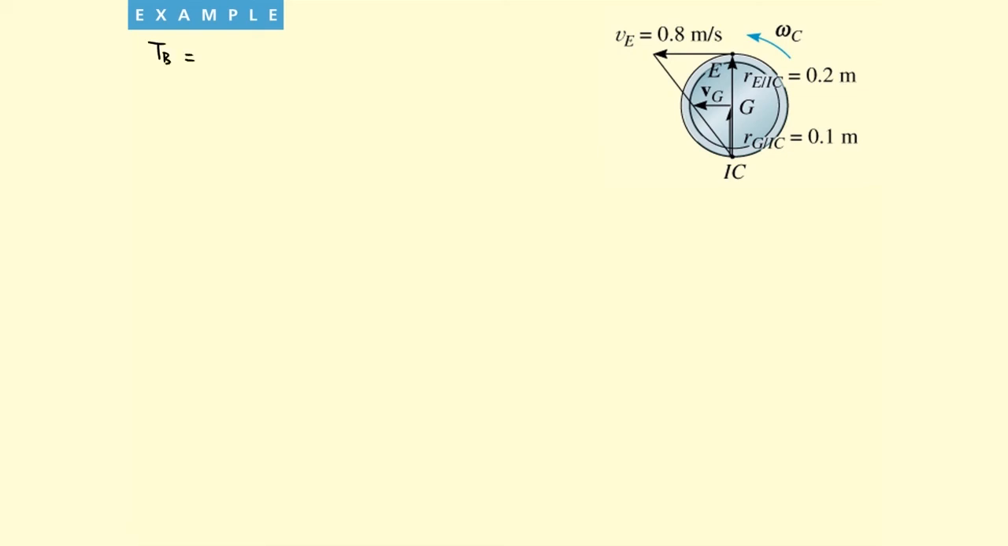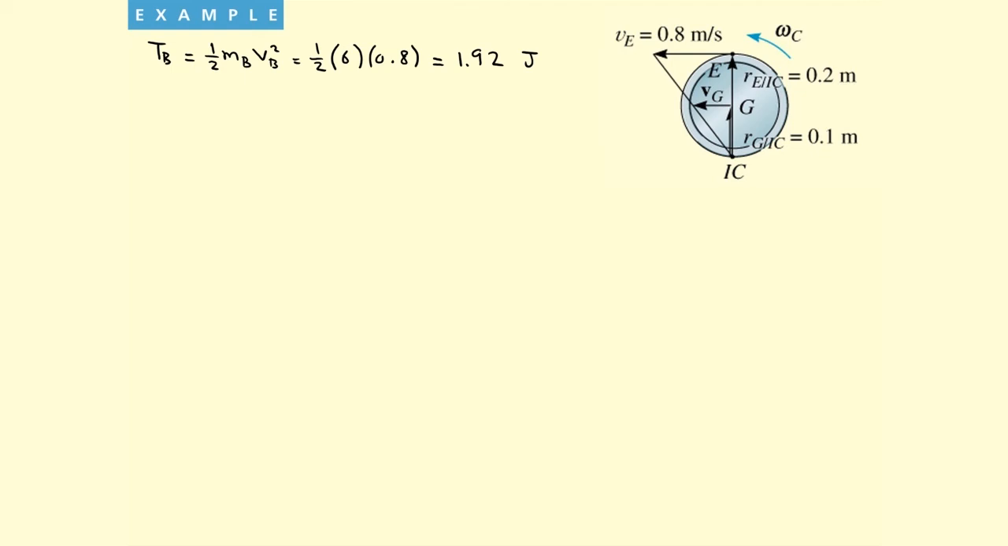It is translation, so it's going to be easily half m_B v_B squared, which will equal half the mass given as 6 and the velocity given as 0.8, and this will give me 1.92 joules.